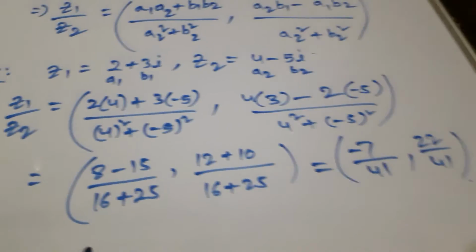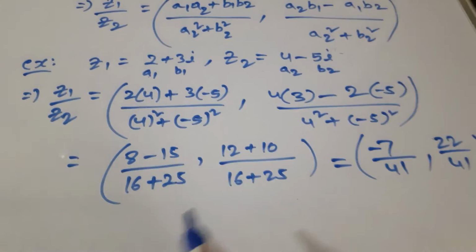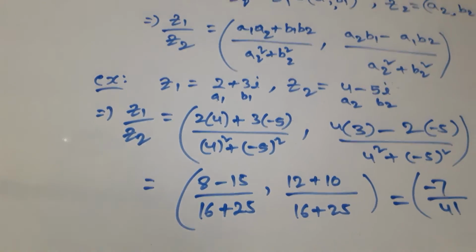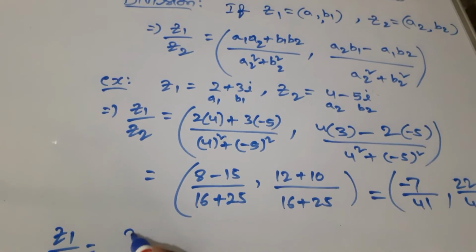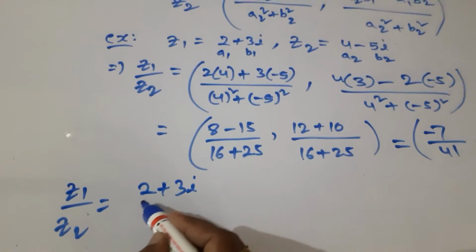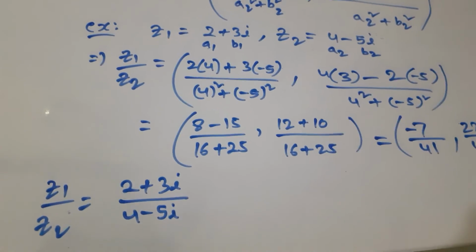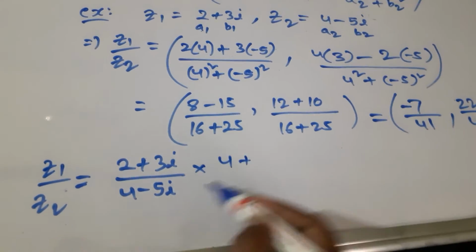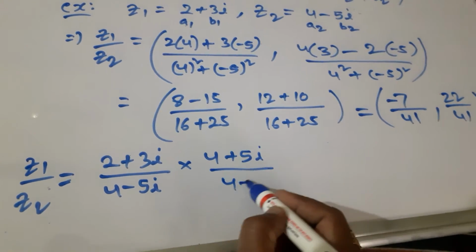So without using the formula also we can calculate the same thing. How to calculate this without using the formula? Just rationalizing this. Z1 by Z2, Z1 is 2 plus 3i, by Z2 means 4 minus 5i. So here, multiplying and dividing with 4 plus 5i. Here 4 minus 5i is there, so we multiply and divide with 4 plus 5i.